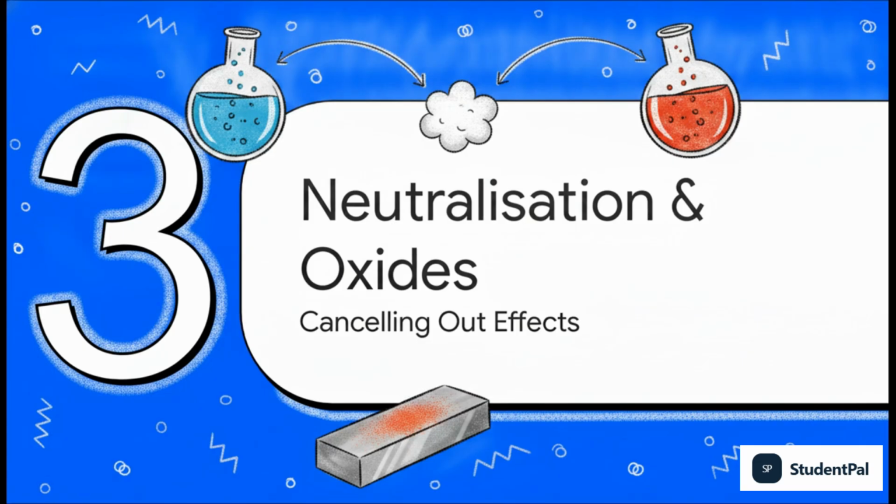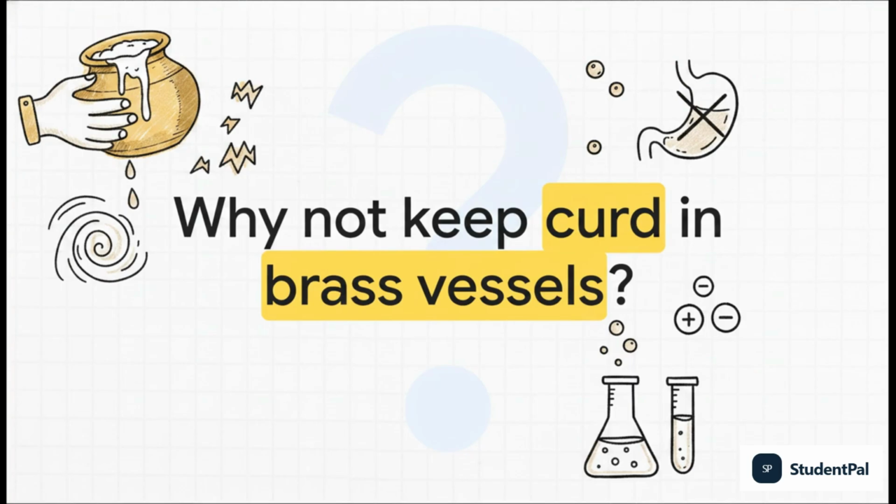Section 3, neutralization and metal oxides, canceling out effects. Checking your understanding here with a very classic textbook question. Why does your family always tell you not to store sour things like curd in brass or copper vessels?